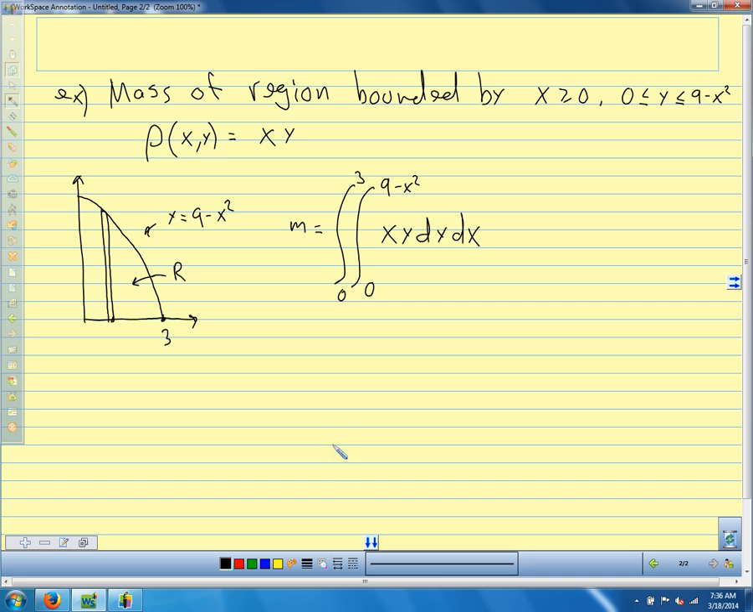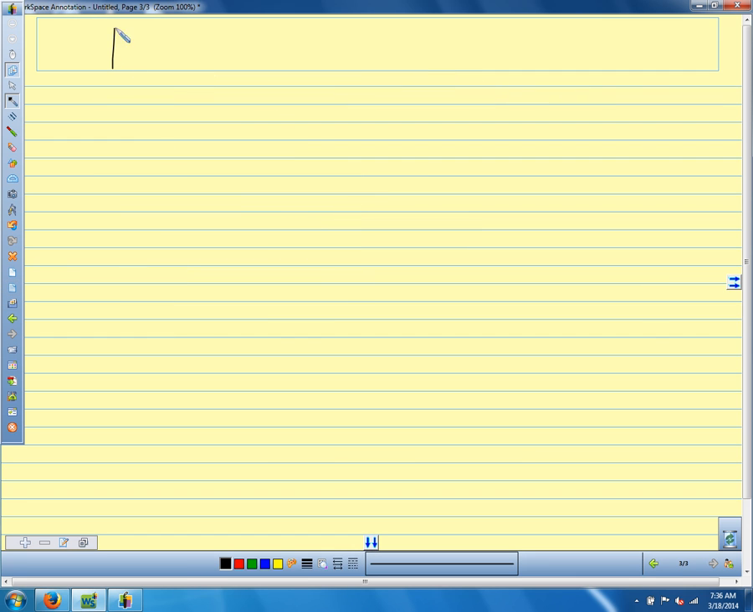Well, the other thing that we did during first semester when we talked about mass and planar lamina is we talked about our center of mass. So our moments and center of mass. So let's talk about that. And I'm just going to write COM for center of mass.